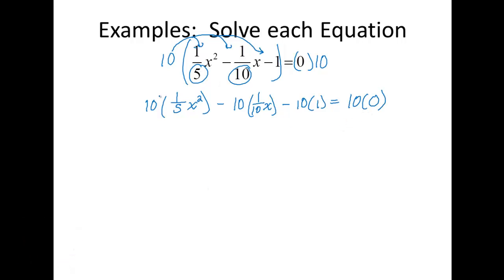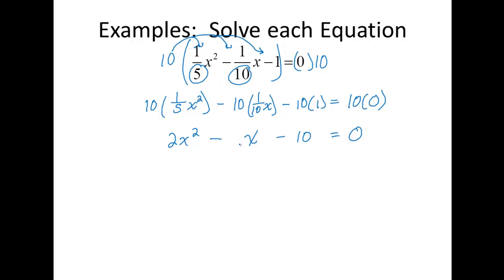All right, when I do 10 times 1/5, 5 goes into 10 two times, so I'm going to have a 2x squared. 10 goes into 10 one time, so I'll just be left with x, and 1 times 10 is 10, and that equals 0. Okay? Now we have a case where we've distributed by multiplying by 10 and getting rid of our fractions. Now we have integer coefficients, which is great for factoring.